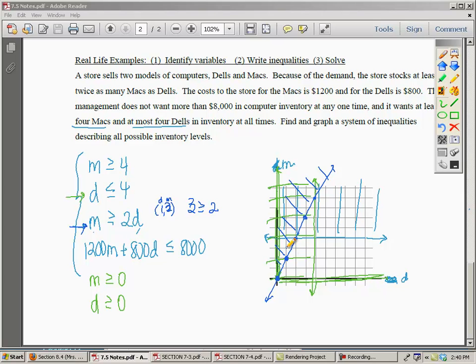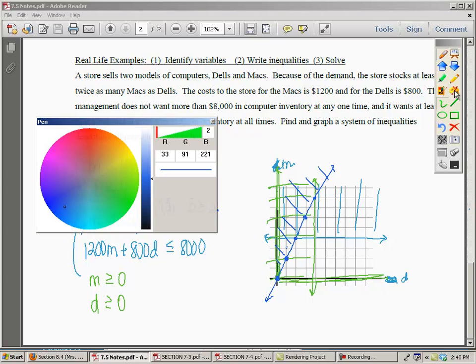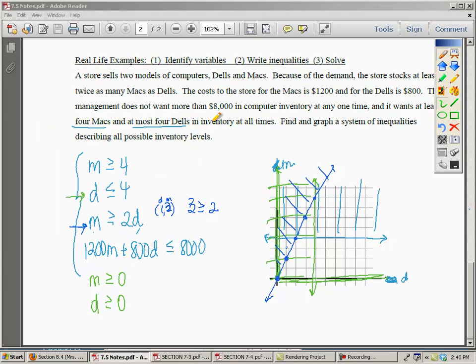Let me get a different color. And I apologize up front, the bell will ring again, but I want to finish this before anything goes on.